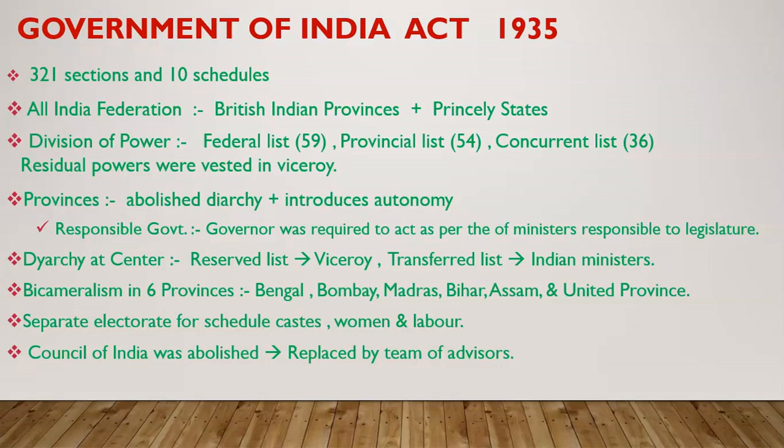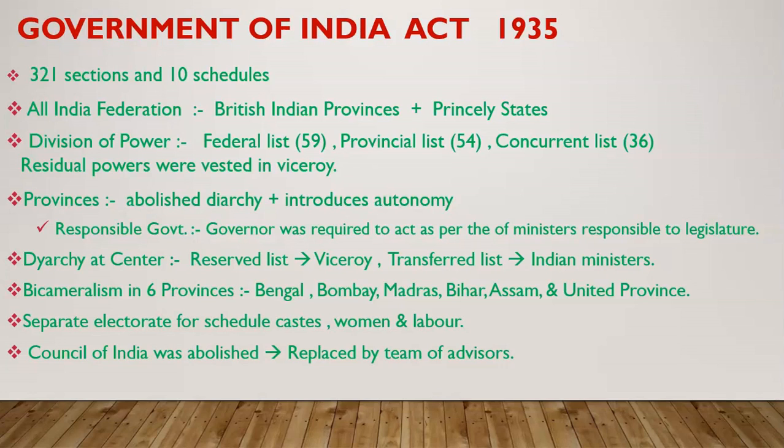Okay, now what was its second provision? So friends, this act provided for the distribution of power, division of power between center and state. So there was a clear division and demarcation of power between center and provincial government. So there were three lists: federal list, provincial list and concurrent list. Now there were 59 subjects in federal list, 54 subjects in provincial list and 36 subjects in concurrent list.